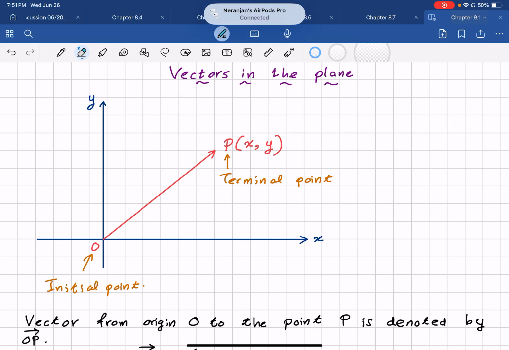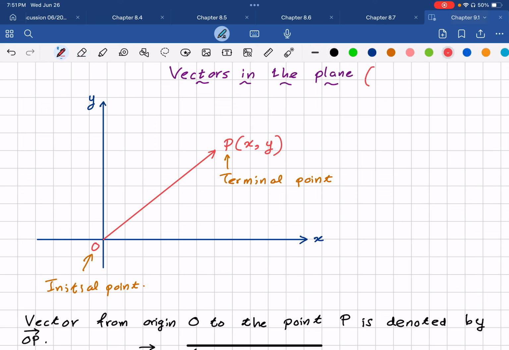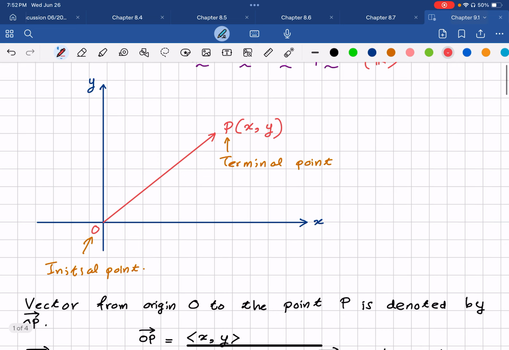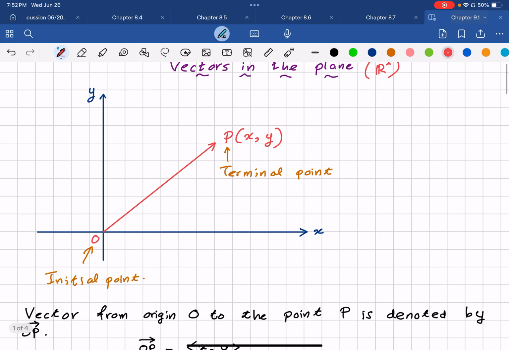Hi everyone, in this video I am going to discuss chapter 9.1. This section is about vectors in the plane, or in other words vectors in R2. R2 is the Euclidean two-dimensional space. Okay, right, so let's first try to figure out what is meant by a vector.